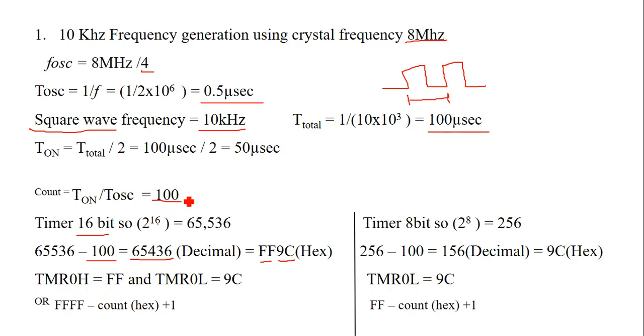If this 100 decimal value is converted into a hex value, the formula will be different: FFFF minus count in hex plus 1. If you go for an 8-bit timer, how many combinations will there be? 2 raised to 8 is equal to 256. So 256 minus 100 gives the decimal value 156, which converts into the hex value 9C. So only TMR0L will be in the program and TMR0H is just neglected. In hex, for 256, the conversion is FF minus count plus 1.